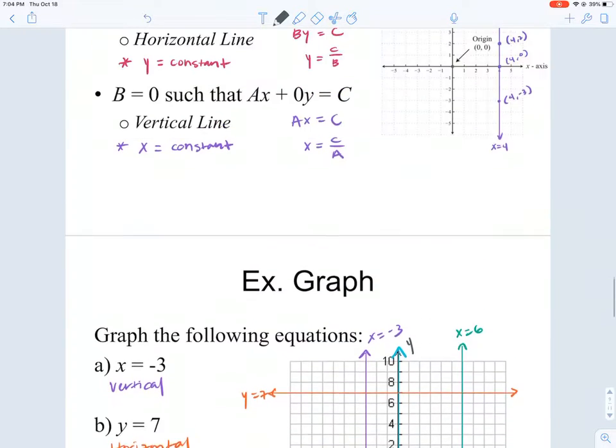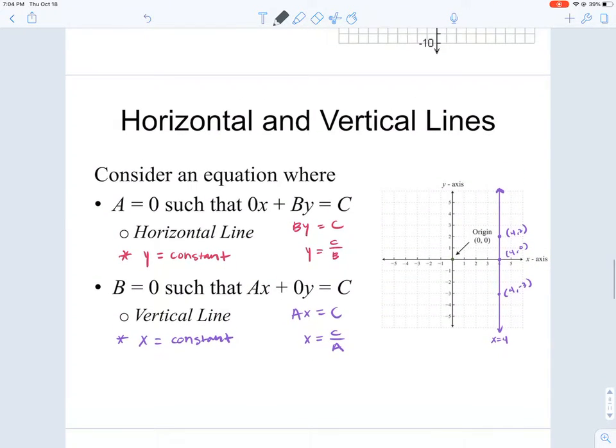Okay, so that's it for this section. In the next section, we will be looking at graphing lines from equations that are in slope-intercept form.